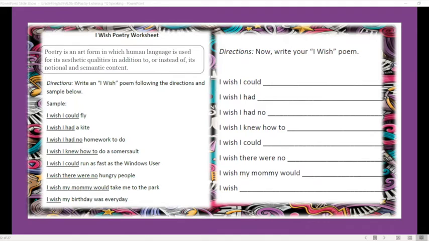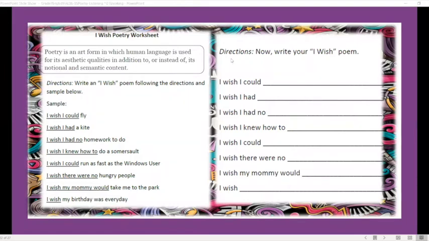I wish I could fly. I wish I had a kite. I wish I had no homework to do. I wish I knew how to do a somersault. I wish I could run as fast as the wind. I wish there were no hungry people. I wish my mommy would take me to the park. I wish my birthday was every day.